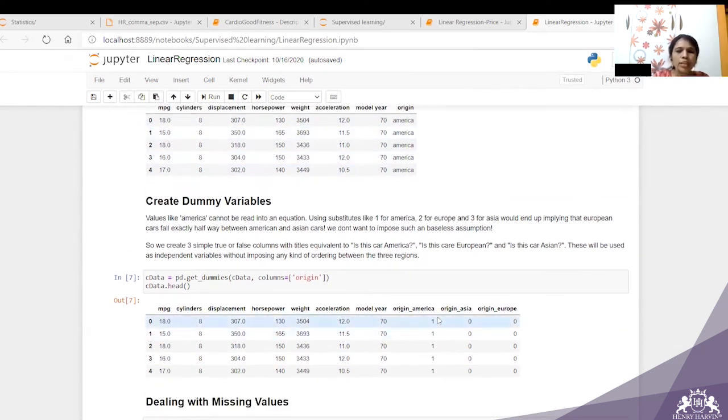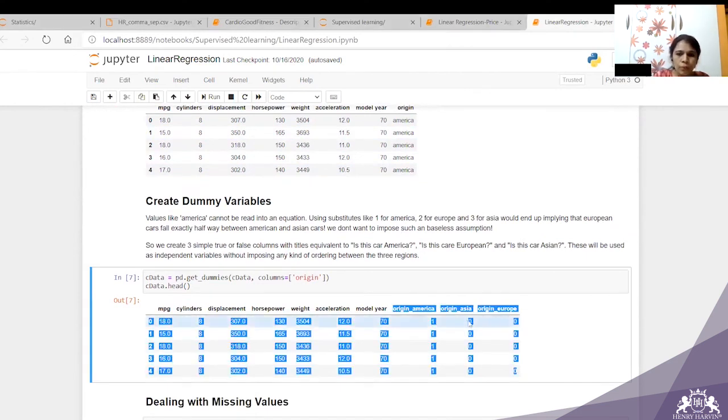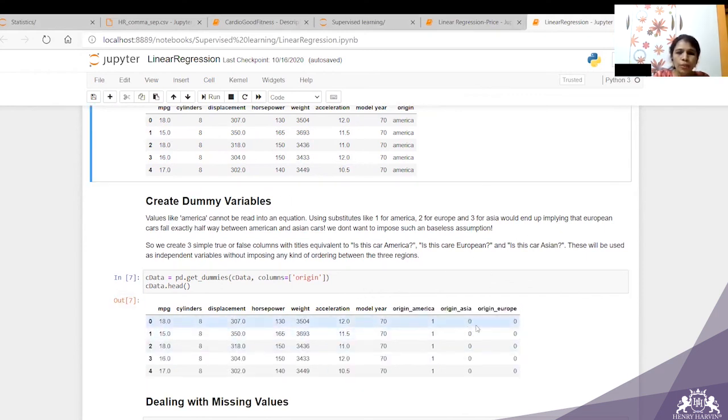So what's happening over here? Wherever it is America, now you can see that 3 new columns are being introduced. Can you see that? Origin America, origin Asia, origin Europe. You can see that 1 0 0, 1 0 0, right? So wherever it is America, America will be 1, remaining 2 will be 0. Whenever it is Asia, Asia will be 1 and remaining 2 will be 0. Now in this case, the machine will be able to make a model. This is how we have to deal with the categorical data. Is this point clear to you? Just what you should know is the machine cannot understand categorical data. So we have to dummify the data.